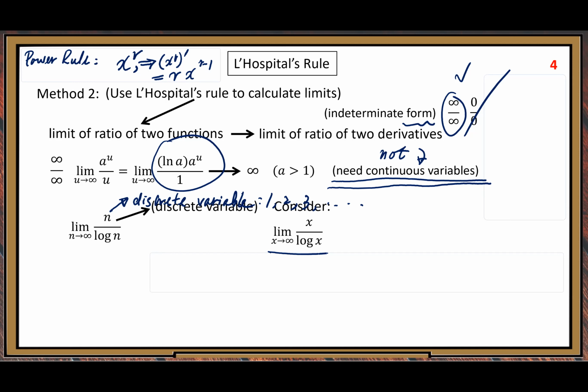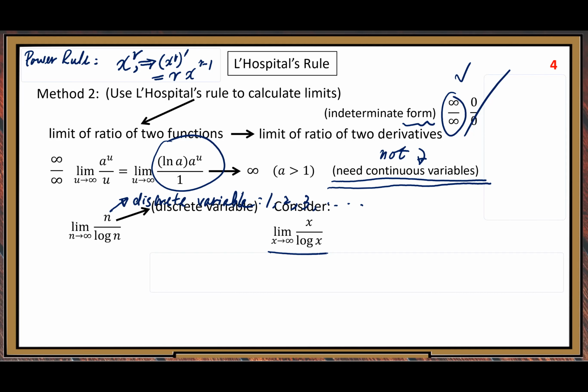We replace n by x, and x can change continuously. Log of n, we replace by log of x. After this change, we can apply L'Hopital's rule safely. Derivatives are well defined, this time we can take derivatives. Otherwise, if you take the derivative, it's not defined.